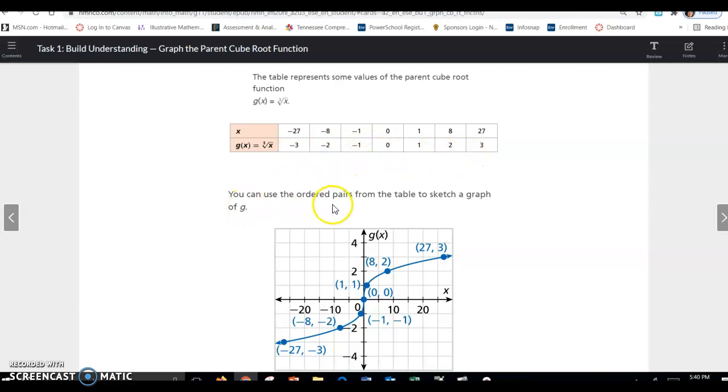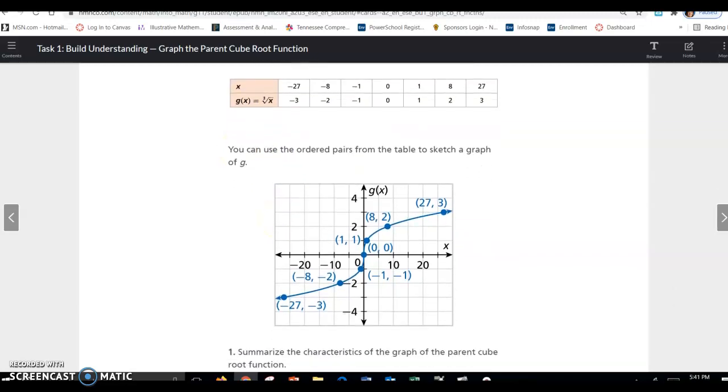It says you can use the ordered pairs from the table to sketch a graph of g. So you've got x and g of x. G of x, remember, is just another way to write y. So negative 27, negative 3. You can see on the y-axis, or the g of x axis, it goes 1, 2, 3, 4. The scale is 1. But on the x-axis, it's 0, negative 5, negative 10, negative 15, negative 20. So the scale goes by 5s.